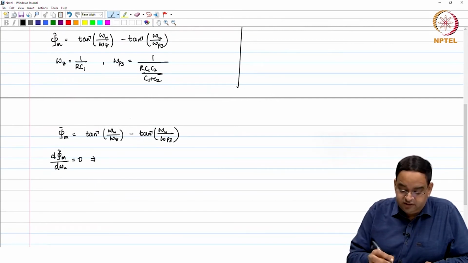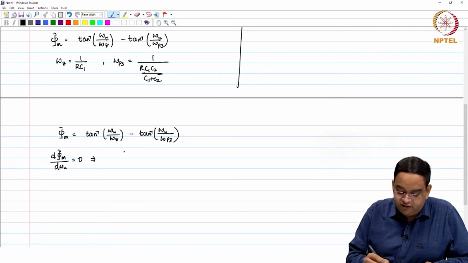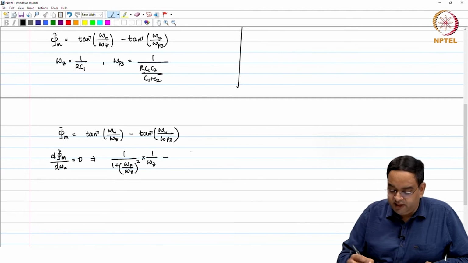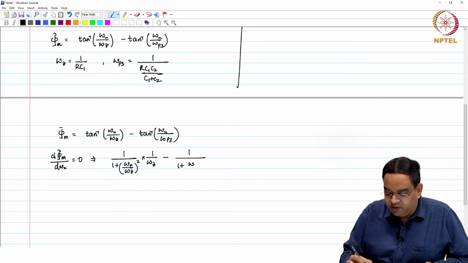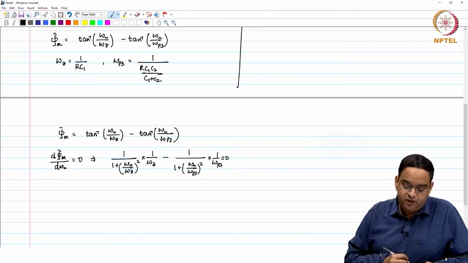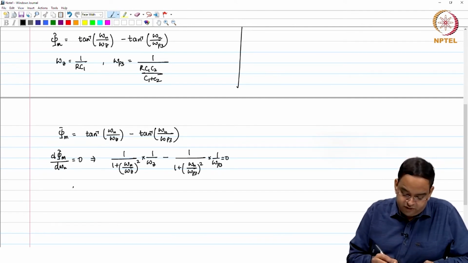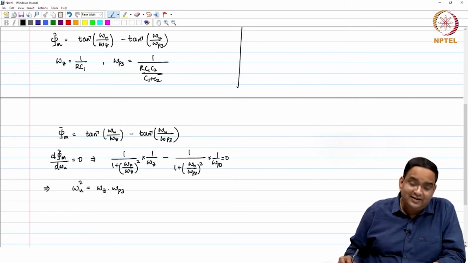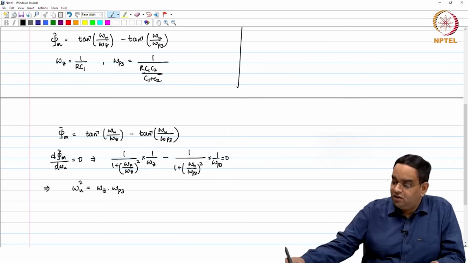right. If you do this, taking the derivative of tan inverse, you will get 1 over 1 plus omega u by omega z whole square times 1 by omega z, minus 1 over 1 plus omega u by omega p3 whole square times 1 by omega p3. This is equal to 0. You solve all these terms, and what you get is omega u square is omega z times omega p3. It is like here your unity gain frequency is a geometric mean of your zero and the pole frequency.